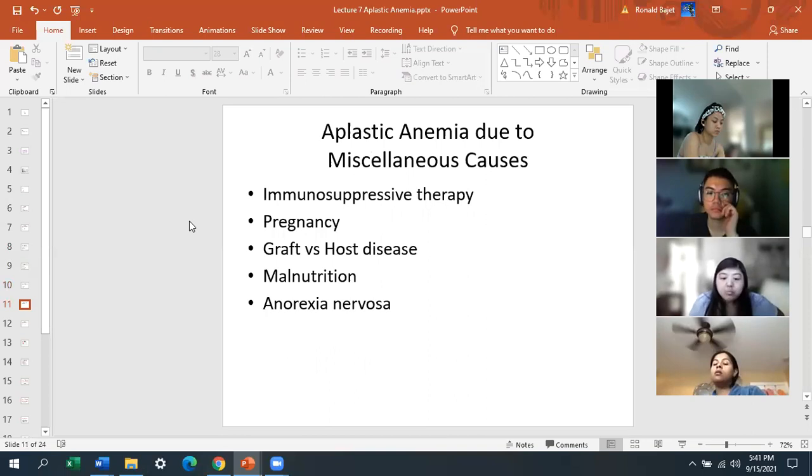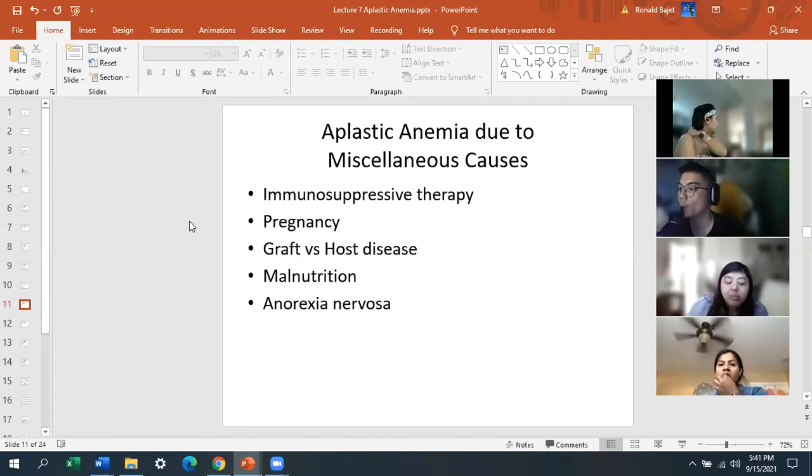Okay, and then miscellaneous causes. Immunosuppressive therapy can trigger aplastic anemia, pregnancy, graft versus host disease. For example, if you need a bone marrow transplant or a liver transplant or heart transplant, you can develop graft versus host disease. If you have graft versus host disease, that can also trigger aplastic anemia. Malnutrition, your diet, can cause aplastic anemia, so that's kind of scary if you eat the wrong things. Or anorexia nervosa can cause aplastic anemia. So keep an eye on your diet, eat good foods. You don't want aplastic anemia.